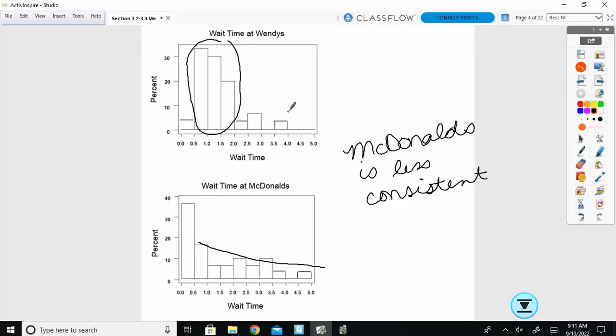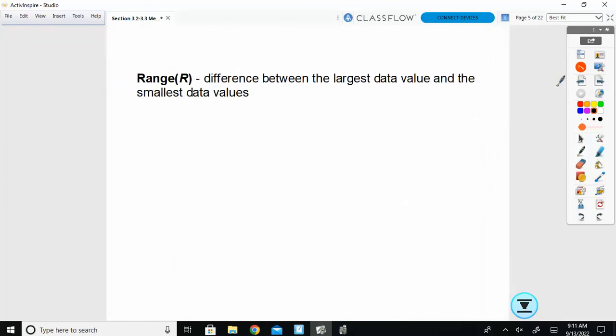So what we need to do is be able to quantify how spread out these are. Can we give it a number? Can we give it a name? So the first thing that we can look at is the range. Range is something you've done before. It's just the difference between your largest value and the smallest value.